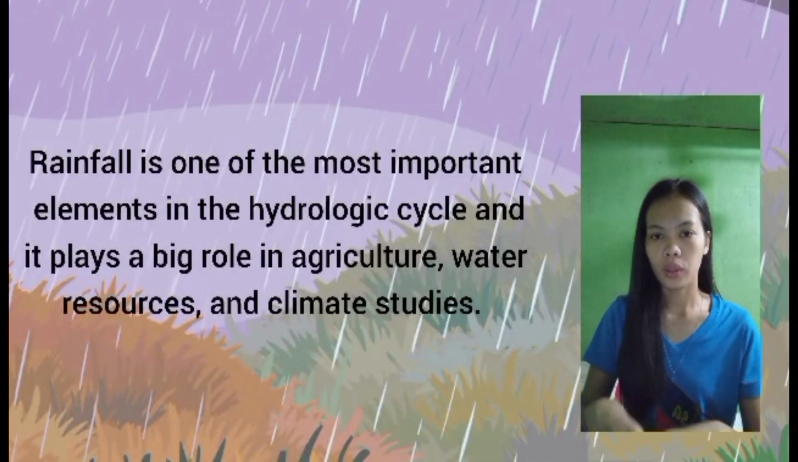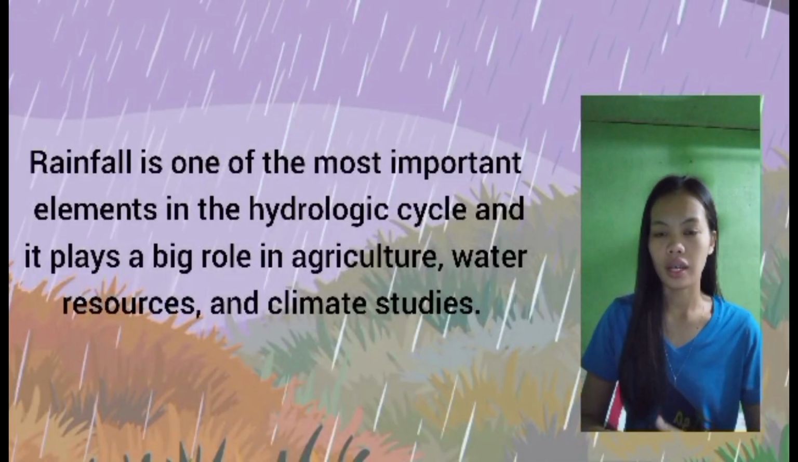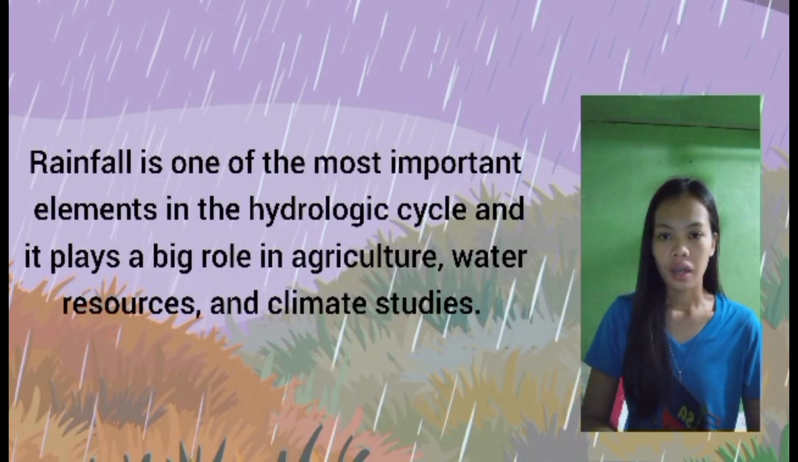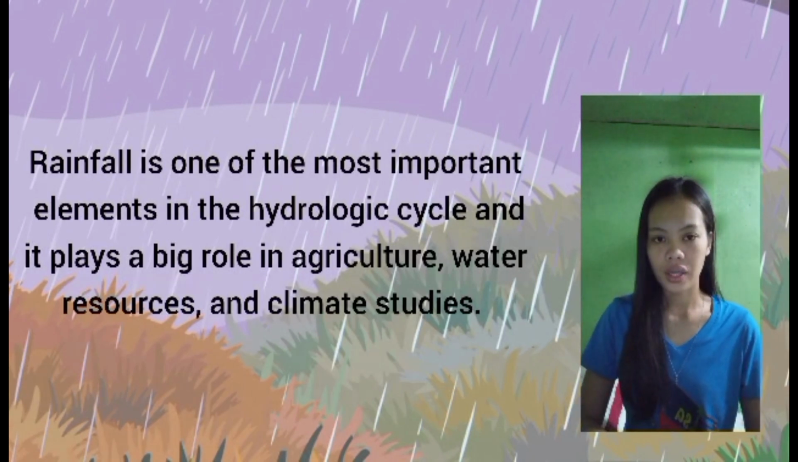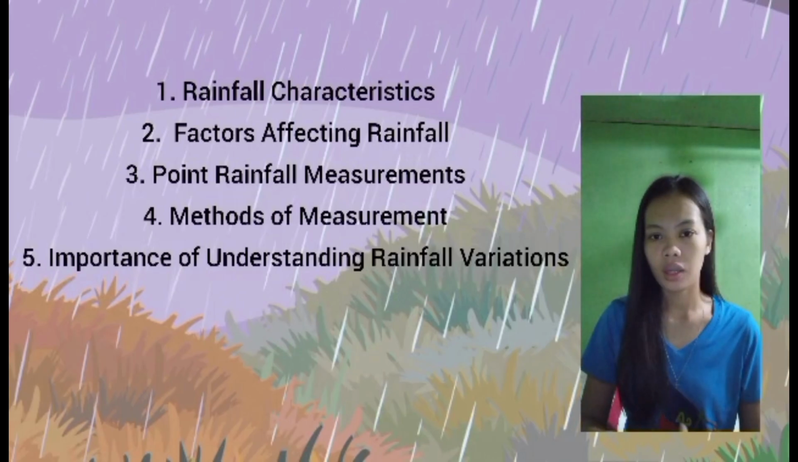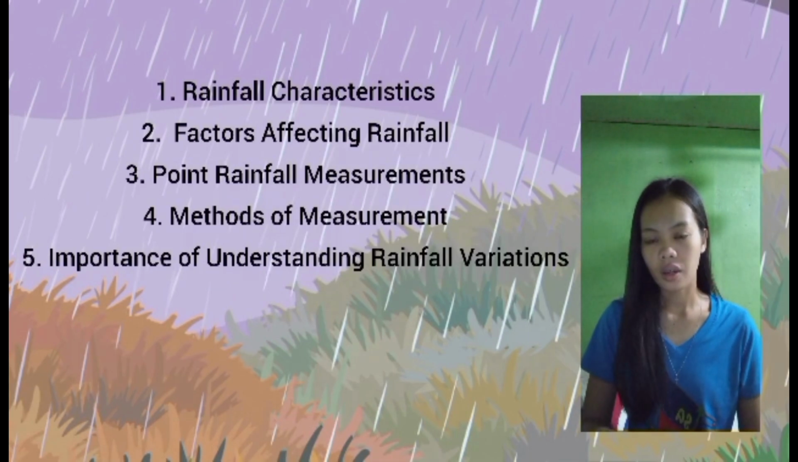Rainfall is one of the most important elements in the hydrologic cycle, and it plays a big role in agriculture, water resources, and climate studies. My part will be divided into several subtopics: rainfall characteristics, factors affecting rainfall, point rainfall measurements, methods of measurement, and the importance of understanding rainfall variations.